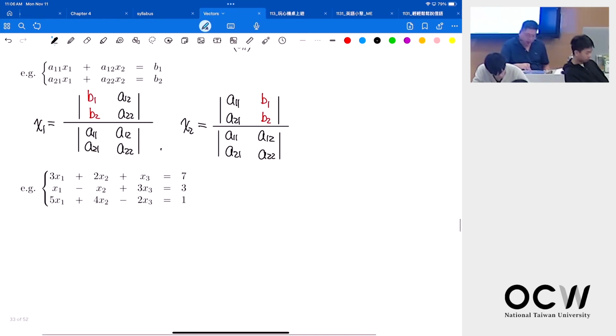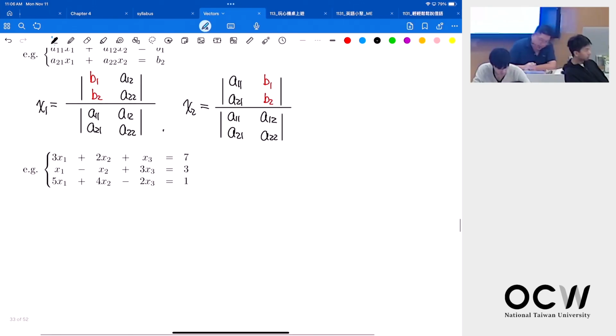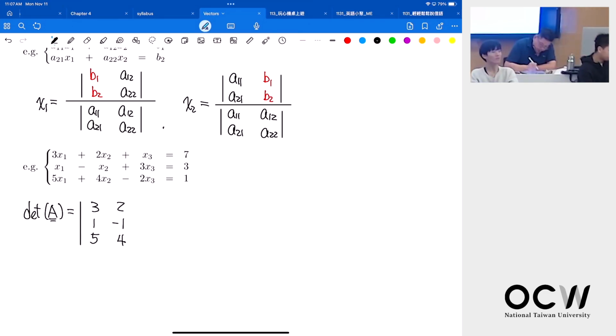Let's see this example now. Try to find the real answer. For this system, 3 by 3, first we need to find the determinant of A. Determinant of A, the coefficients 3, 1, 5, 2, minus 1, 4, 1, 3, minus 2.